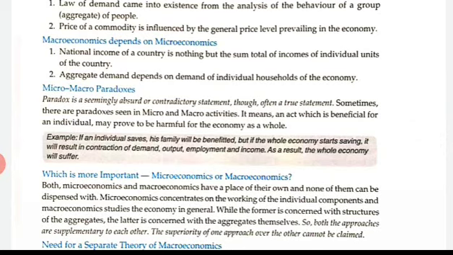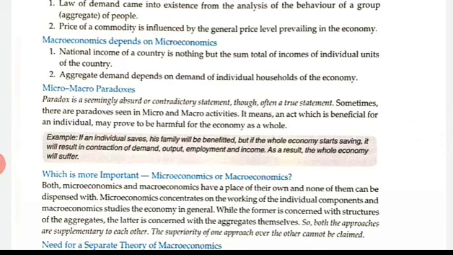So if an individual saves, his family is better off, but if the whole economy starts to save, it will result in the contraction of demand, because everyone will be saving, there will be no demand, no output, and employment and everything will decrease. As a result the whole economy will suffer. So that's why it is called a paradox. Why? Because what may be good for the individual may not be good for the economy.